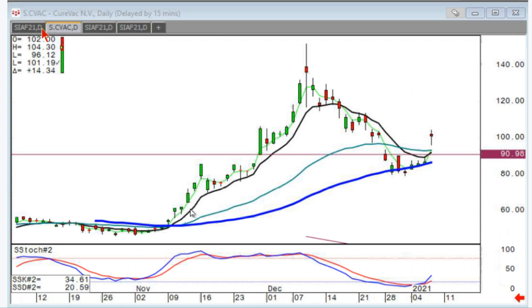Here's another one. CVAC. This one at $100, bouncing up off the 50 up through the T line. Wave 1, wave 2, likely wave 3 with that strong move. That's the type of thing that you can go after with option trades.